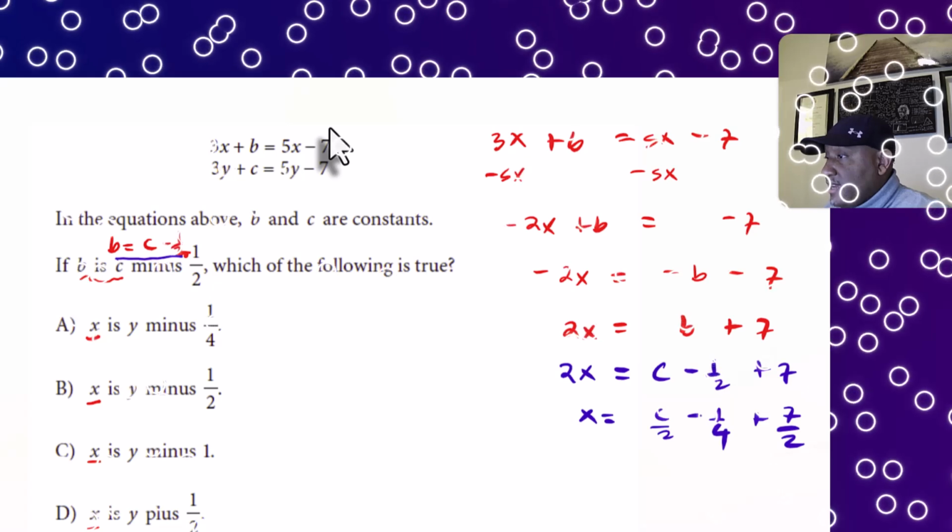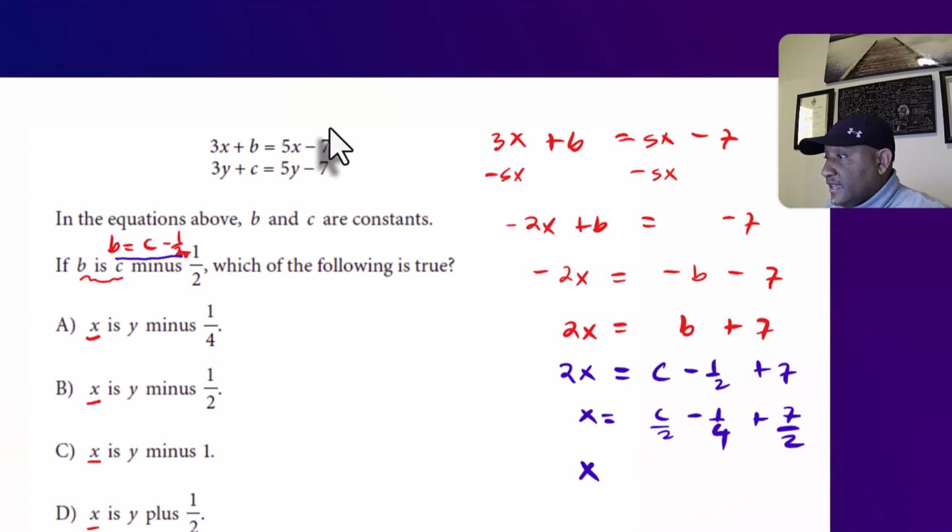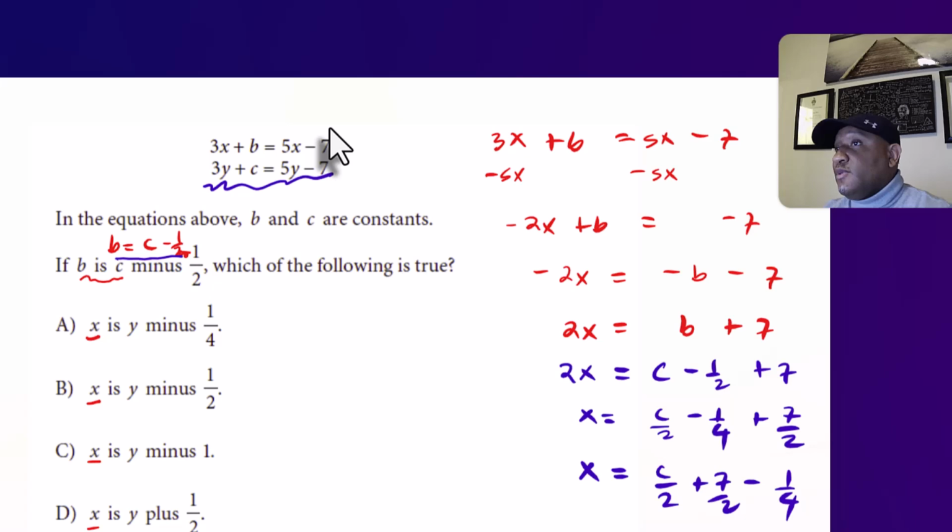Now, I'm going to rearrange this a little bit. This is going to be x equal to c divided by 2 plus 7 over 2, and I'm going to put this negative 1/4 at the end. I want you to notice this for a minute, because in a minute you're going to see how this is important to finish up this problem. So let's look at the second part of the equation now.